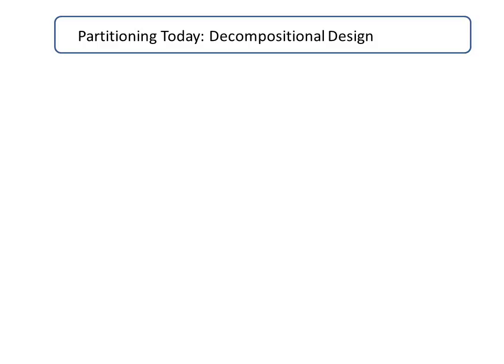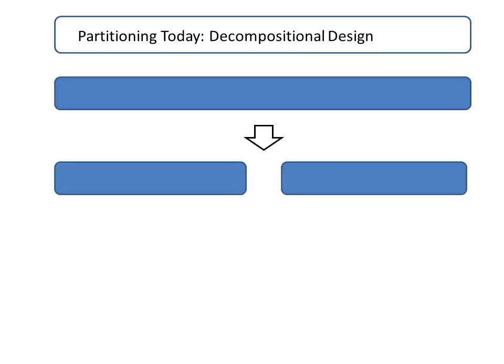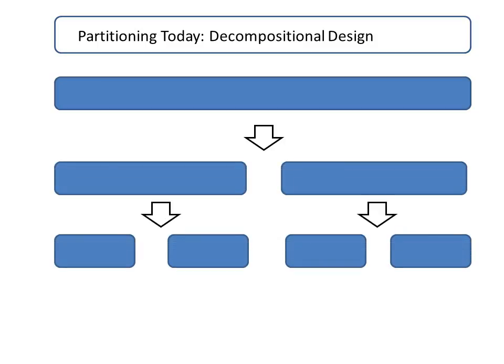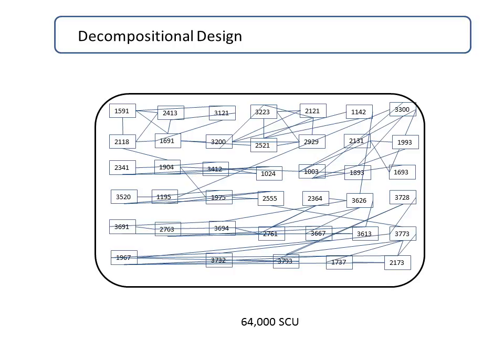Although we are doing partitioning today, it turns out that we're not doing it correctly. We're using a process that I call decompositional design. Decompositional design looks like this. We start out with a very large, undifferentiated system. We decompose it into smaller pieces. We decompose those smaller pieces into yet smaller pieces. And we continue this process until we reach some collection of small pieces that we think is the appropriate amount of decomposition. Decomposition seems like a good idea until you take into account what it usually does to complexity.